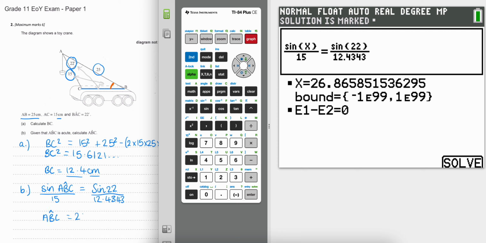So 26.9 degrees. Okay, so again, there are 3 marks awarded for that question. 1 is for the correct substitution into the sine rule, and then 2 are for the answer, for rounding it correctly and having the answer correct.